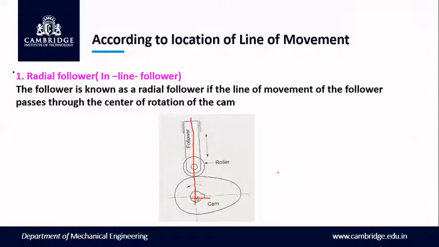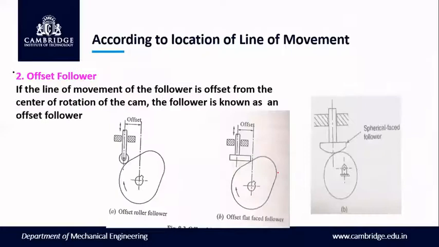If these two are not in line, that is, the cam axis and follower axis are not in line, that is called an offset follower. Here you can see the line of movement of the follower is here. This is the line of movement of the follower, whereas the cam rotation is here about this axis. The distance between these two we call the offset.